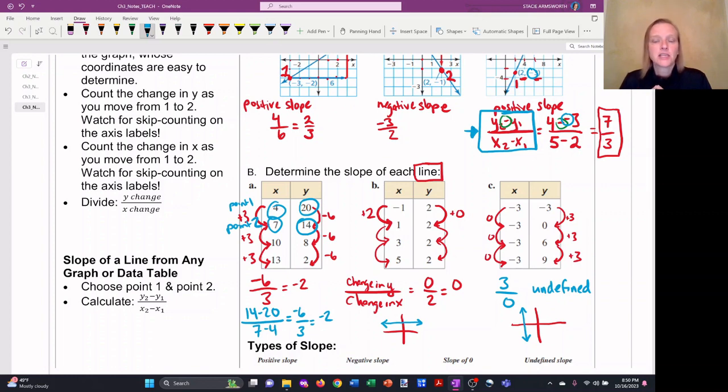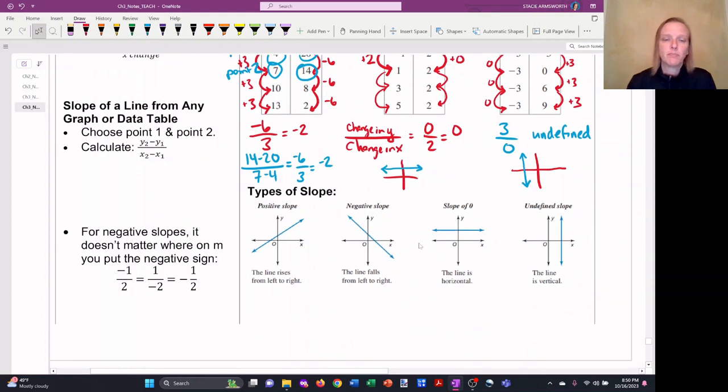Let's look at types of slope one more time, just so that they're all summarized in one place. Our positive slopes, the line rises as you move from left to right. A negative slope, the line falls as you move from left to right. If you have a zero slope, the line is totally level. There's no hill at all. The line is horizontal. And an undefined slope, the line is vertical.